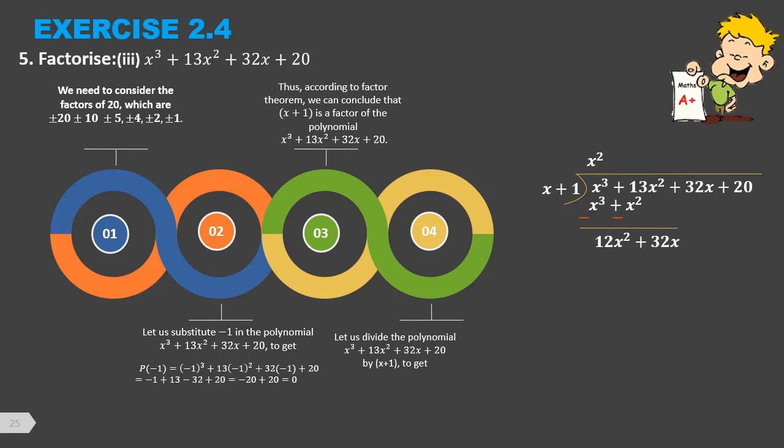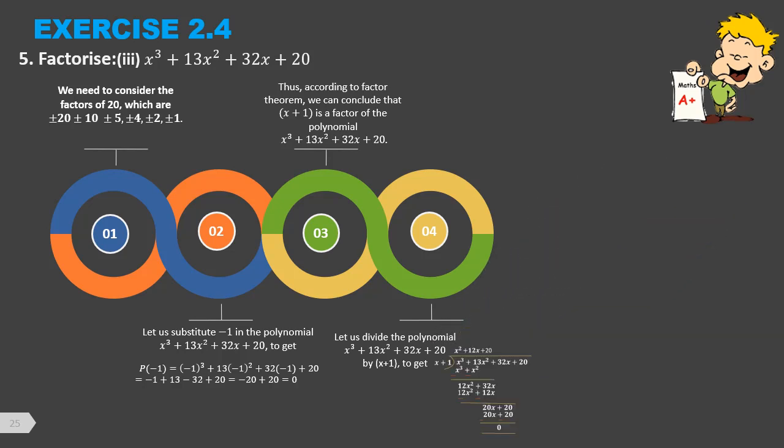Again we multiply by 12x. So 12x into x is 12x square, minus 12x. Change the sign, minus minus, they cancel out. So plus 20x plus 20. Again we multiply by 20. So 20x plus 20, change the sign, both are negative, and they cancel out each other. The remainder will be 0. Hence, x plus 1 is a factor of p of x.